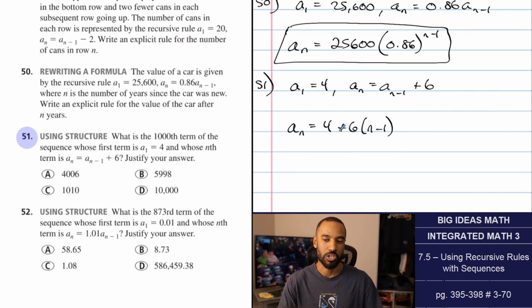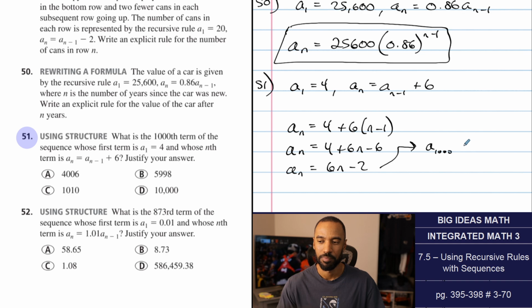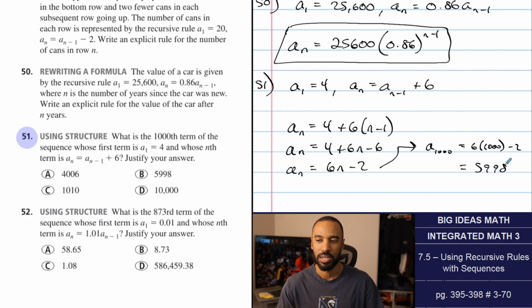I'd rather actually distribute this one, as they probably would as well, because it's easier to do 6 times 1,000 than 6 times 999. There are ways around that, of course, but we're just going to write it like that. So what is a sub 1,000? 6 times 1,000 minus 2 is 6,000 minus 2, which is 5,998. Was there context to this question? No. 5,998, the answer is B.